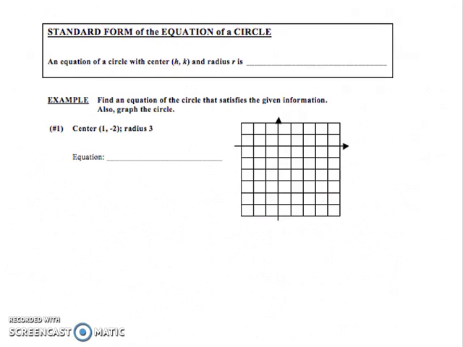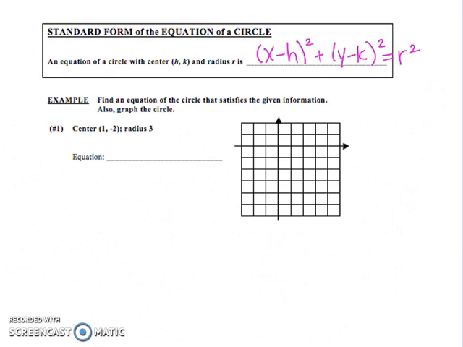Now we're going to switch gears a little bit and we're going to start talking about circles. This is all kind of part of coordinate geometry. The standard form of the equation of a circle with a center (h, k) and a radius r is (x minus h) squared plus (y minus k) squared equals r squared.